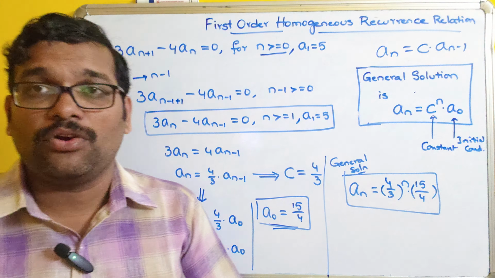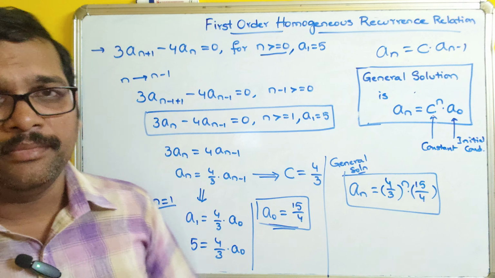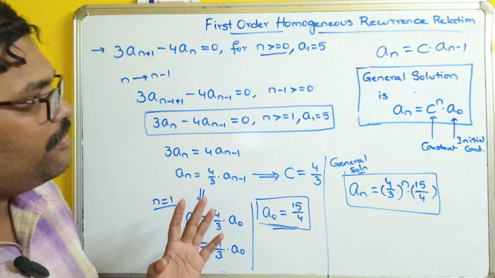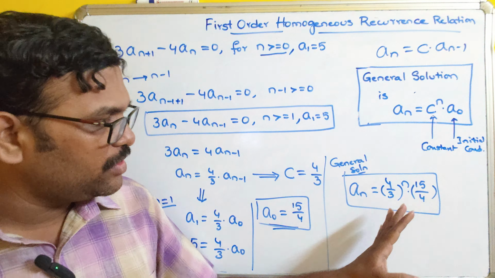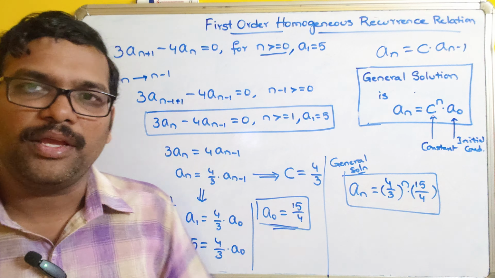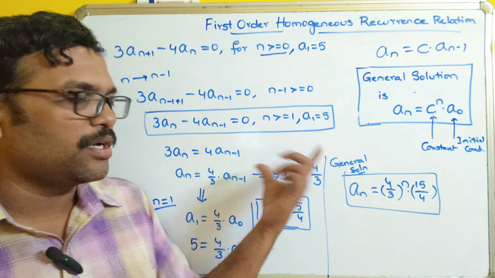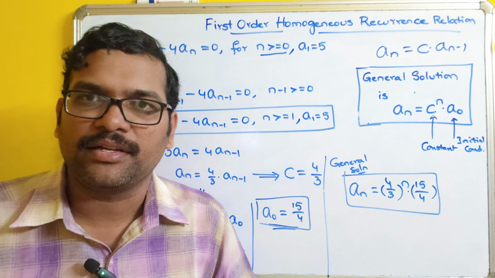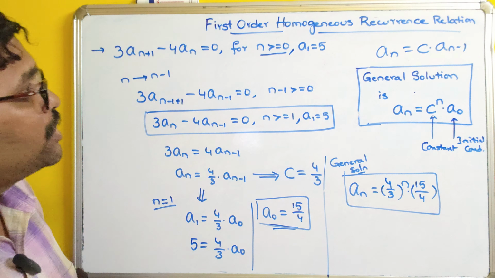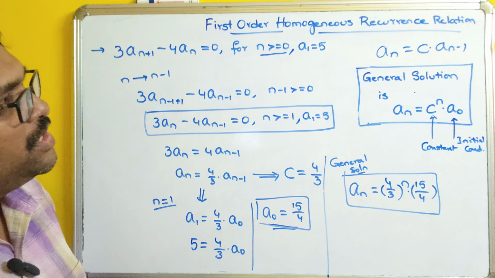So the first order recurrence relation is very simple. That means it will have only one root, so we can call this a root. It's a constant, right? Hope you understood this one. First order homogeneous recurrence relation.